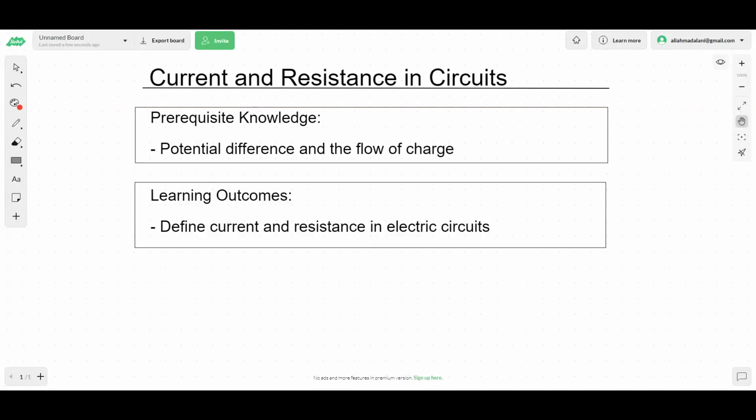Alright, welcome guys. What we're going to be talking about today is current and resistance in circuits. What you need to know before watching this is a general knowledge on what potential difference is and the nature of the flow of charge. What we're going to do is define current and resistance in electric circuits.